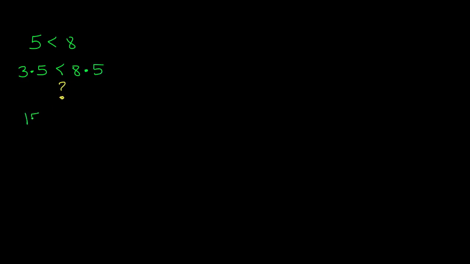Yep, that works, because 3 times 5 is 15. 8 times 5, oh dear, arithmetic in public. 8 times 5, gears churning, whir. 8 times 5 is 40. I think that's right. So 15 is less than 40, and that works.